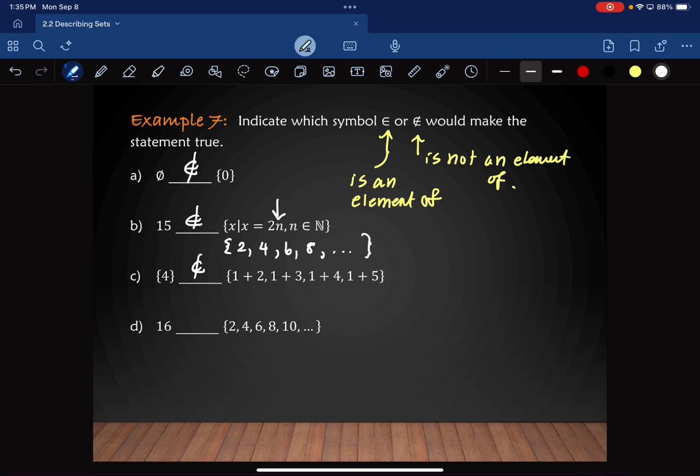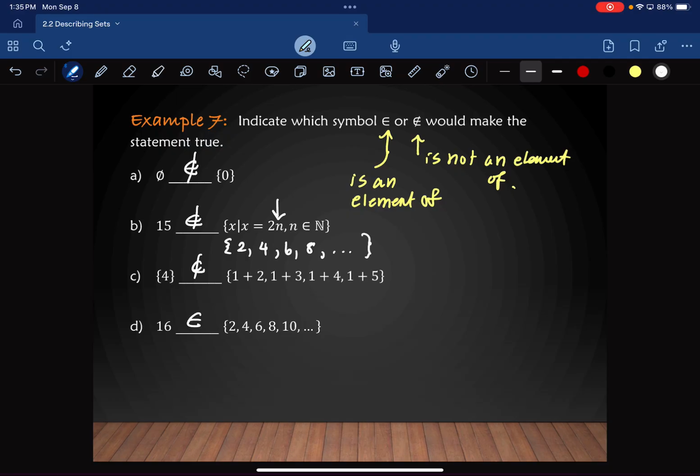Even numbers again, right? This one's in a listing method. We don't have to do much to see this. It's even numbers. So we have the number 16 on the left, and the even numbers being described on the right. Is 16 an element of the even numbers on the right? Yes. So what do I get to put in that blank? I get to put the element symbol in that blank. So only one here was an element.